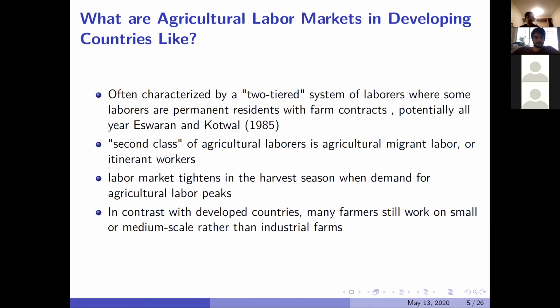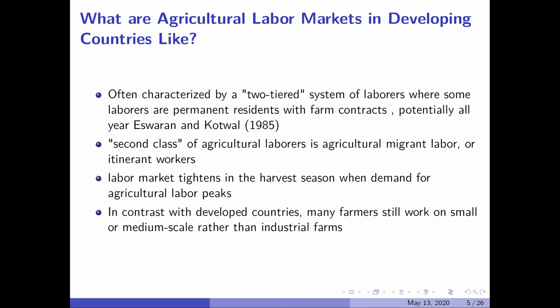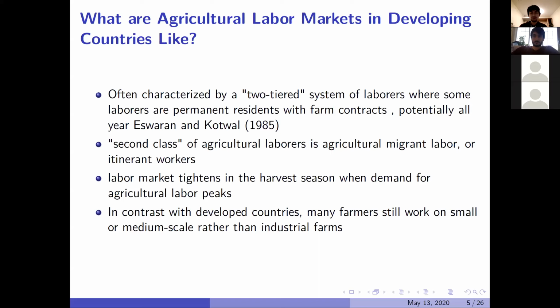Okay, another important thing is some basic characteristics of labor markets in developing countries, and agricultural labor markets in particular. In agricultural labor markets, there's often a two-tiered structure where you have contract permanent laborers who work, maybe they own their own farm, and their farm is smaller, so they go work most of the time on a larger farm nearby. Those are your permanent contract laborers, perhaps. Then you have a second class of itinerant laborers that are moving around.